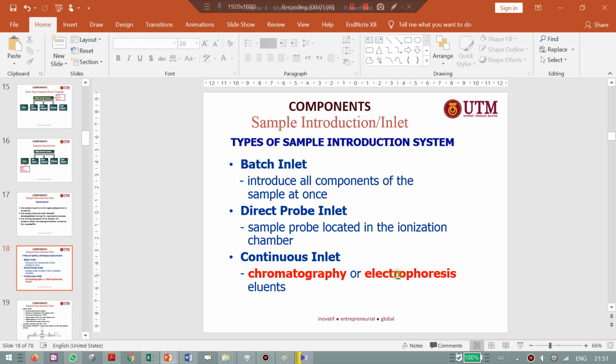Again, the weakness about batch inlet and direct probe inlet is that there is no chromatography involved, there is no separation involved. The analysis for a complex mixture is not very efficient. The batch inlet and the direct probe inlet are actually the conventional techniques. They are still being used, but not too much. Nowadays, a lot of systems already introduce the continuous inlet, even in the ICP-MS as well.